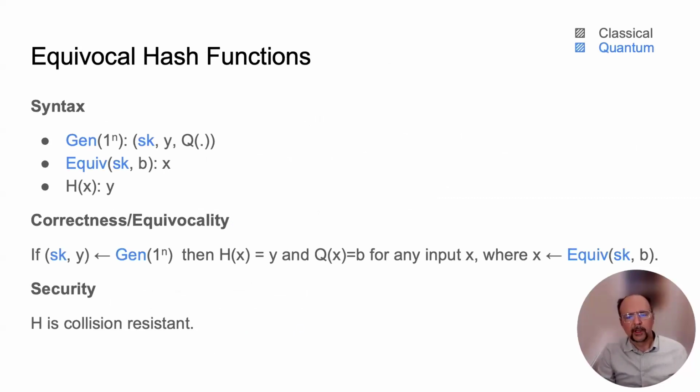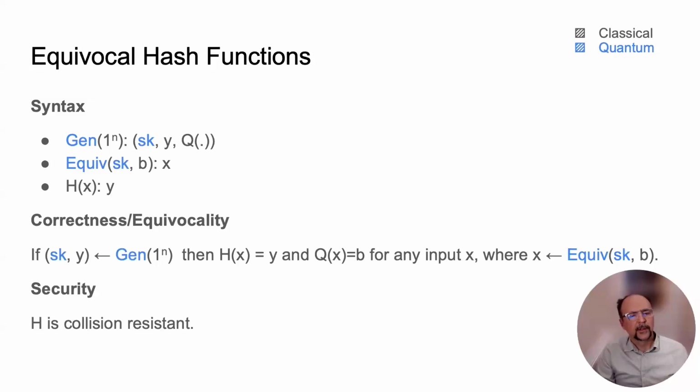So speaking of equivocal hash functions, let's get to a definition. The syntax is what you see here. We have a quantum key generation that produces a secret key, a target Y, as well as a predicate Q. The hash function operates as expected, so it maps a string X to its target Y, but the interesting part is on this quantum algorithm that equivocates given the secret key, which is also quantum.